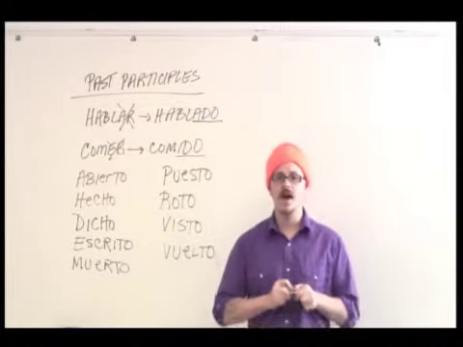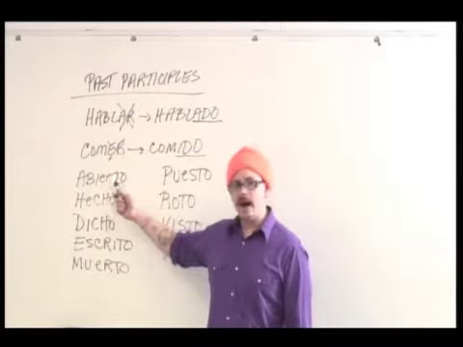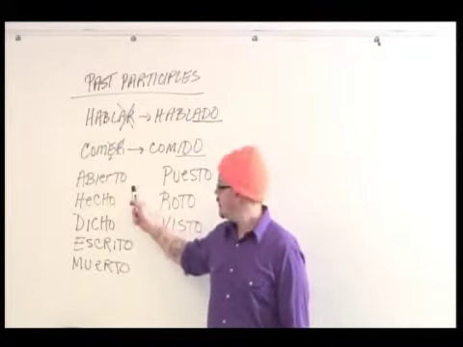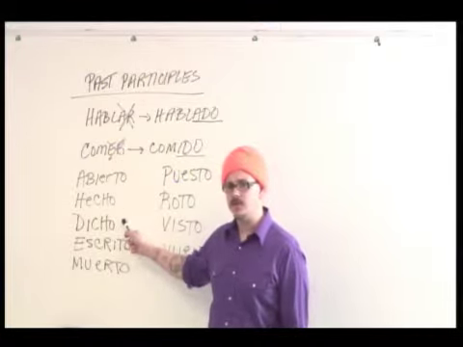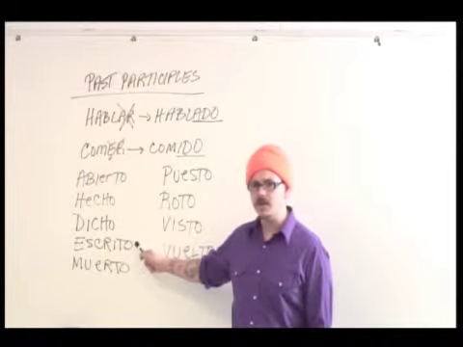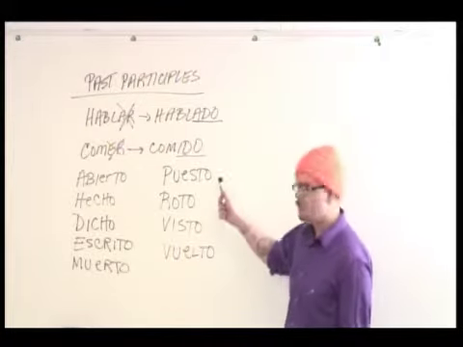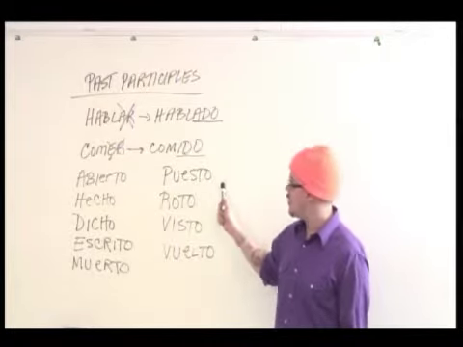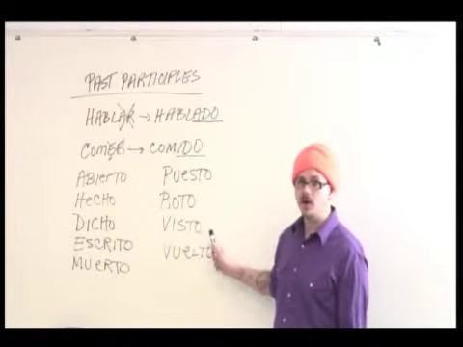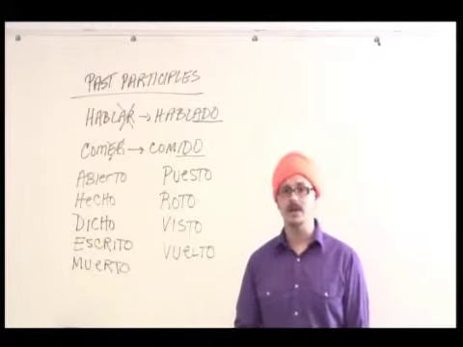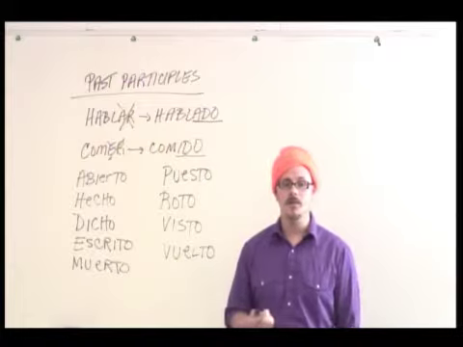Okay? We have a variety of irregular ones, which I've written on the board here. The verb abrir becomes abierto. The verb hacer becomes hecho. Decir becomes dicho. Escribir becomes escrito. Morir becomes muerto. Poner becomes puesto. Romper becomes roto. Ver becomes visto. And volver becomes vuelto. You can find the full list of these in your book. I mean, this is the full list, but you can find it written in your book.